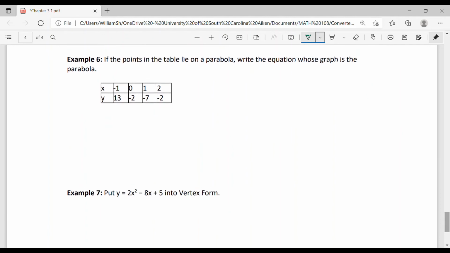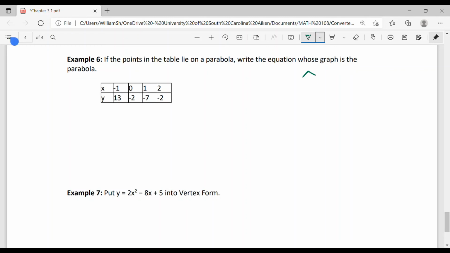Alright, example 6. If the points in the table lie on a parabola, write the equation whose graph is the parabola. Okay, let's look at these points. We've got (-1, 13), (0, -2), (1, -7), and (2, -2).